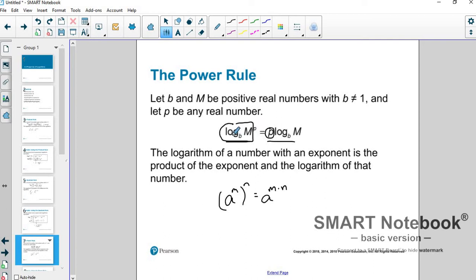P is obviously in the exponent, but remember logarithm is also a power. That's where it came from. So you just multiply the two powers together. Okay, this is a very powerful rule, no pun intended.